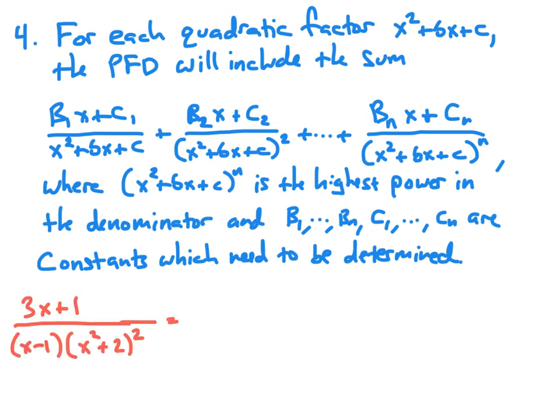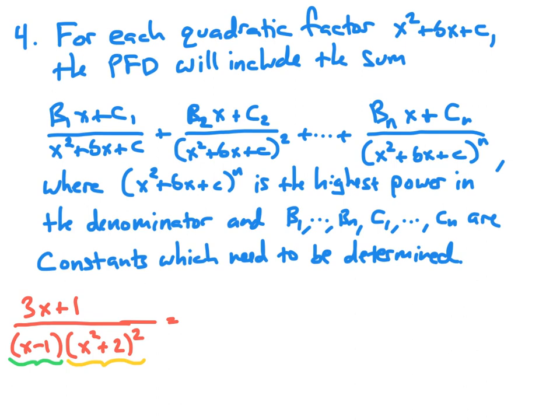So for an example, suppose we wanted to find the partial fraction decomposition form for (3x plus 1) divided by (x minus 1) times (x squared plus 2) squared. Again, here we have a linear factor, x minus 1, but now we have a quadratic function, x squared plus 2, and that quadratic function is squared.